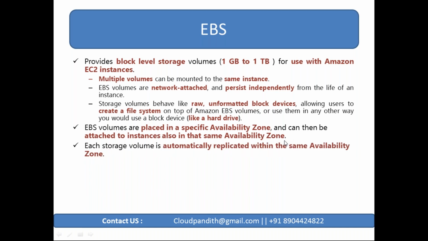Next, as I said, each storage volume is automatically replicated within the same availability zone. Replicated is nothing but they will have another copy in the same data center, same availability zone. Let's say I have a file called customer.csv. The same file they are going to copy to another drive also. So what is the advantage? If some disk is not accessible or not working, you can detach this disk and attach another disk which is working. That's how you can overcome failures here also, friends.